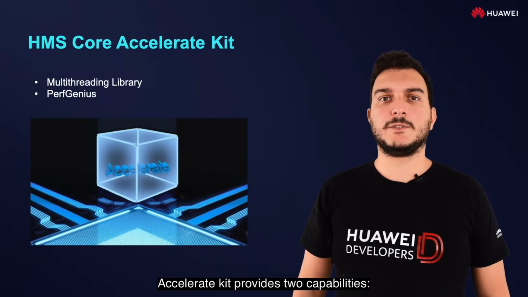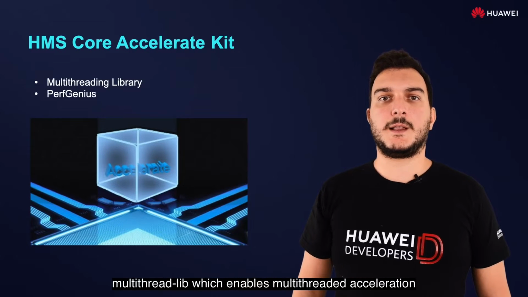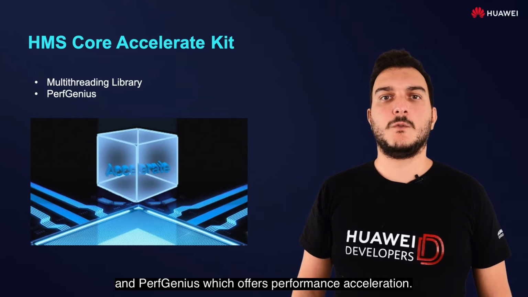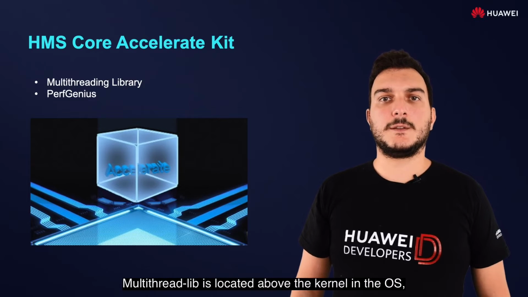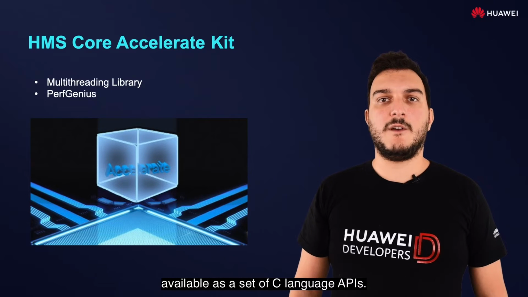Accelerate Kit provides two capabilities: multi-thread lib, which enables multi-threaded acceleration, and Perf, which offers performance acceleration. Multi-thread lib is located above the kernel in the OS, available as a set of C language APIs.